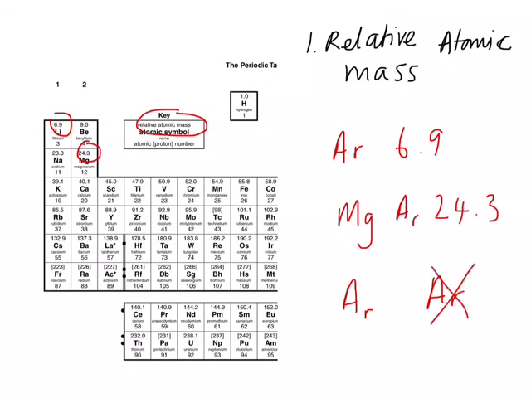So remember, relative atomic mass is just how heavy an atom is, and you can find it on the periodic table by looking at the number that's above the symbol for that element. Manganese has a relative atomic mass of 54.9. Potassium has a relative atomic mass of 39.1.